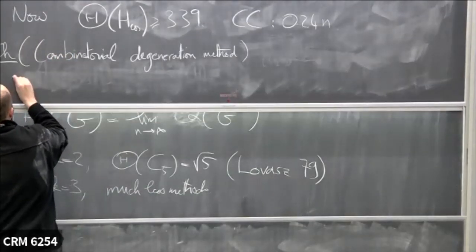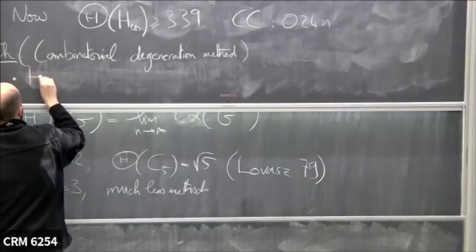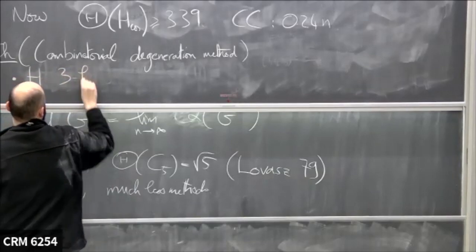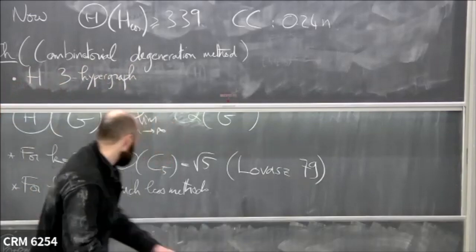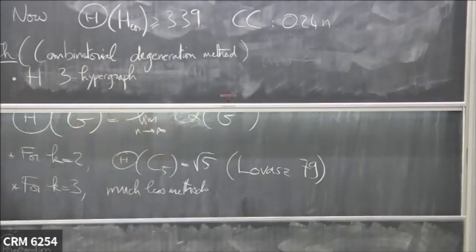So how does this work? Let H be a 3-hypergraph. There's an obvious method for finding lower bounds for the Shannon capacity, which is to take a finite power of your hypergraph and compute the largest independent set for this finite power. If you have worked a bit with this, it's obvious that this gives you a lower bound on the limit. And here this theorem will do something slightly better.